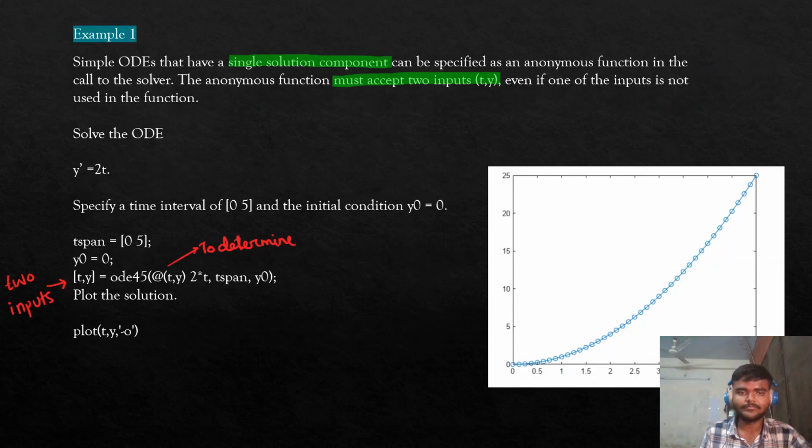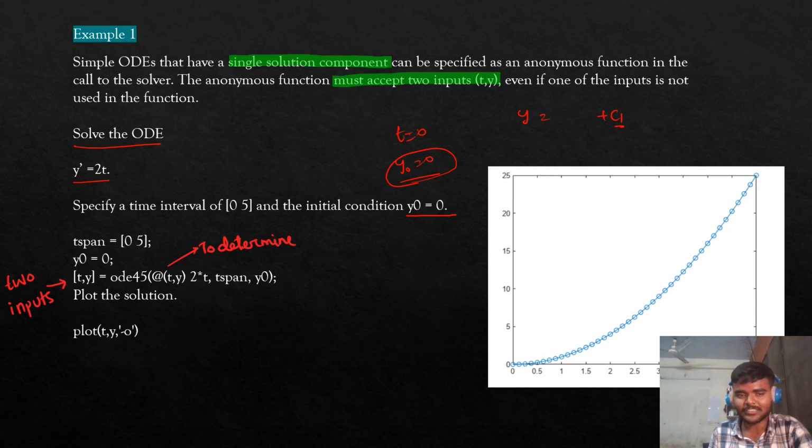Okay. So let's suppose this is the example. As I discussed this example earlier also: a single solution component. So solve the ODE. This is written y dash is equal to 2t. Okay, so this is our question. Specify a time interval between 0 to 5 and the initial condition as 0, meaning at t is equal to 0, the y naught will be the value 0. Okay, so if you do an indefinite integral, you can see you are getting only one constant. So one constant value you can find out through this value. So that's why they are asking for the initial condition.